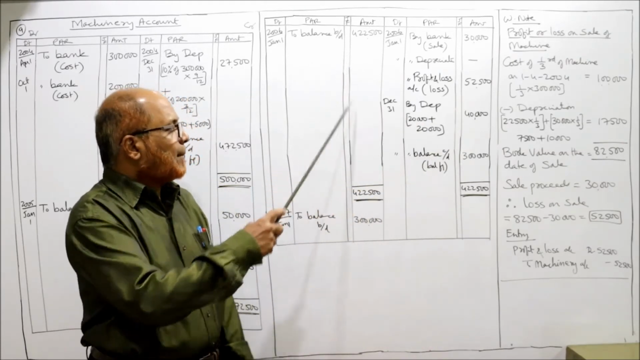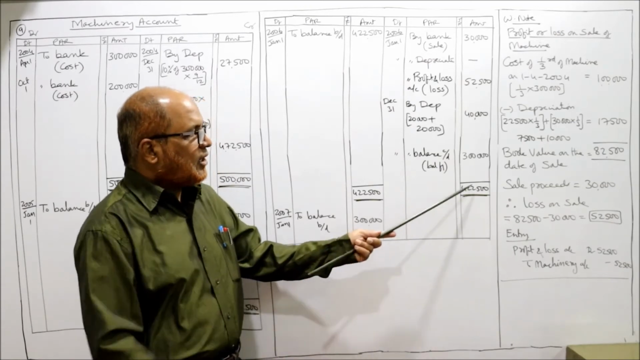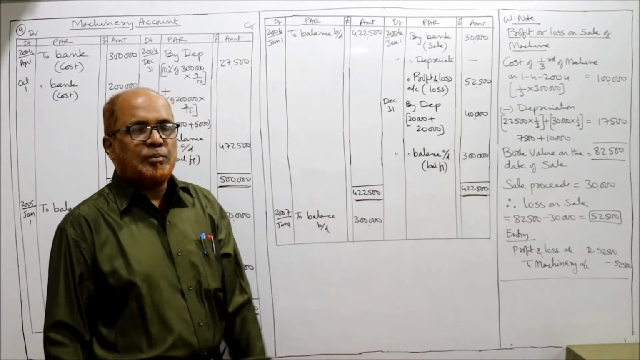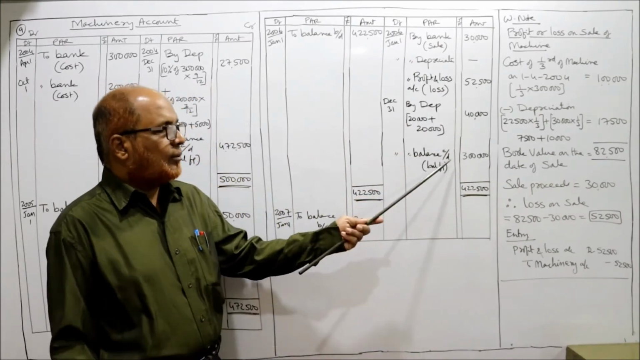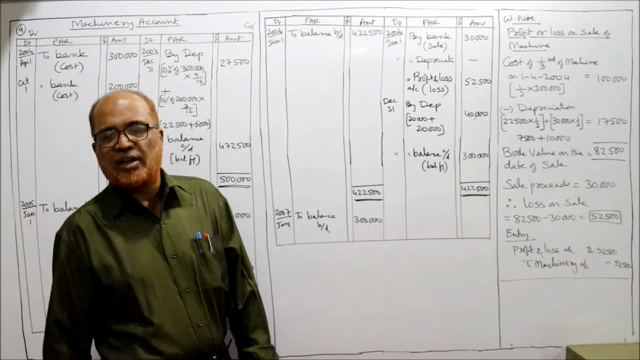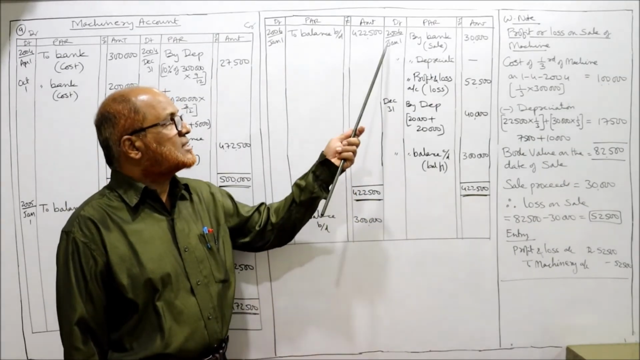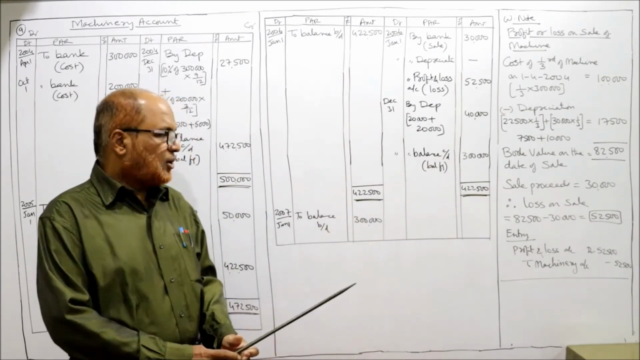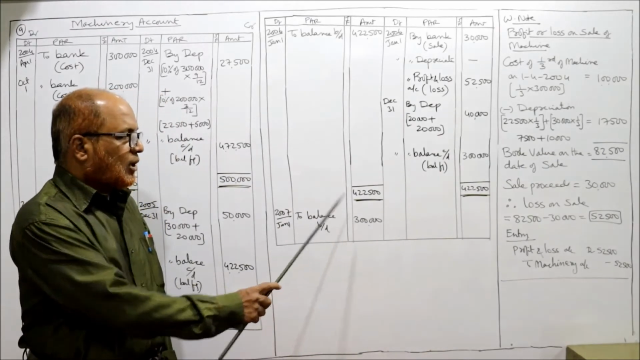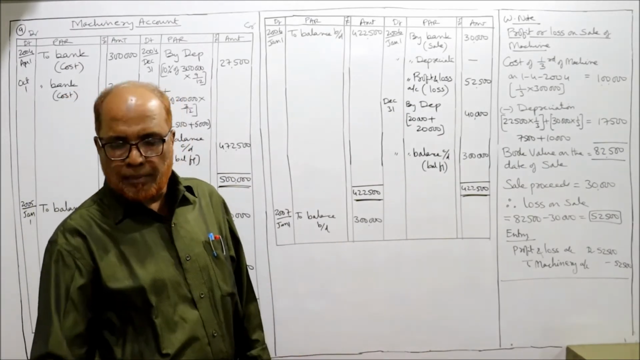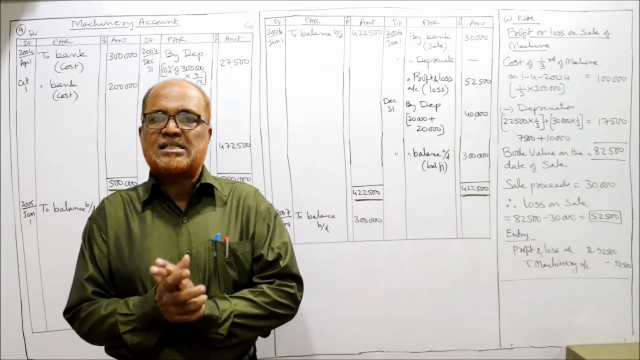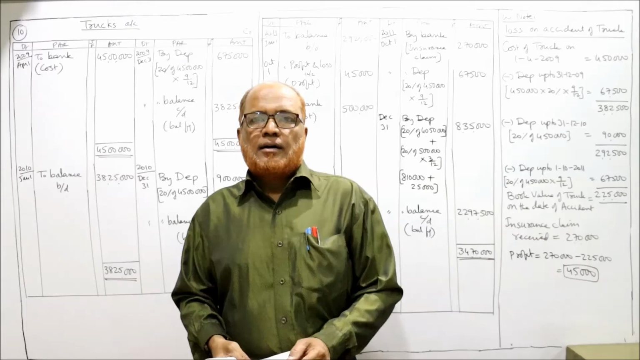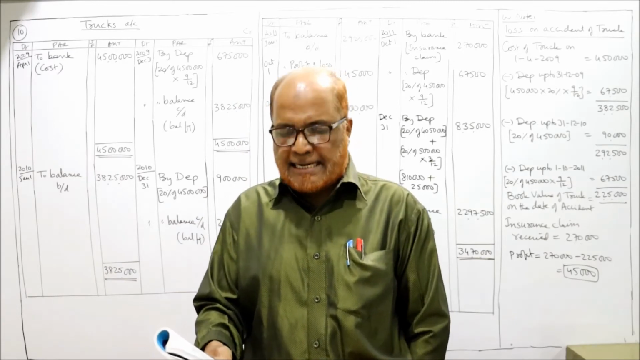Now take the total on the debit side, 4,22,500. 4,22,500 minus 30,000 minus 52,500 minus 40,000. You will get 3 lakh rupees by balance carried down. This is the closing balance of machinery account at the end of the third year, that is 2006. On 31st December 2006, the closing value of machinery is 3 lakh. Next year 2007, January 1st, to balance brought down 3 lakh. That's it. So it is asking you to prepare the machinery account for the first 3 years, 2004, 5, 6. So we have prepared the 3 accounts. Now we'll start the next problem, problem number 10.